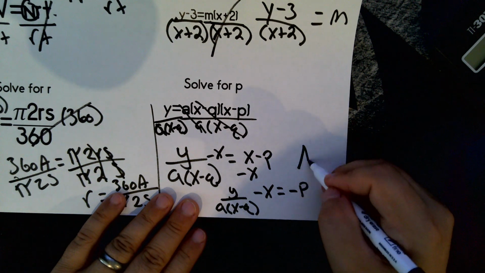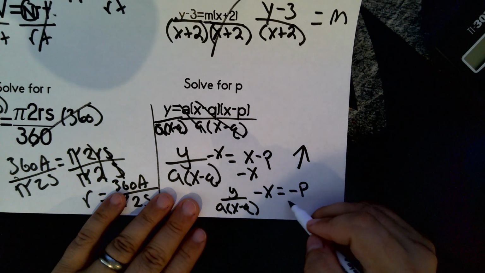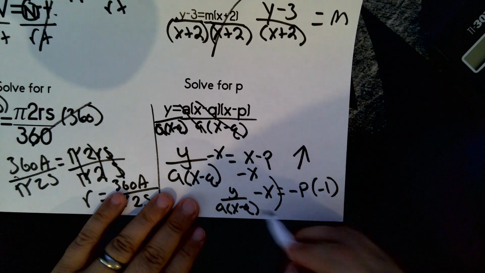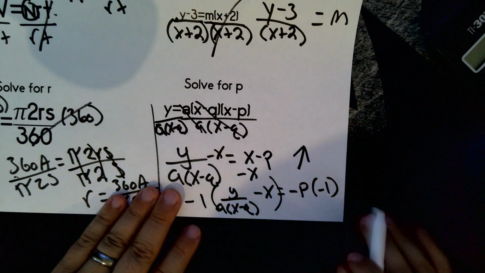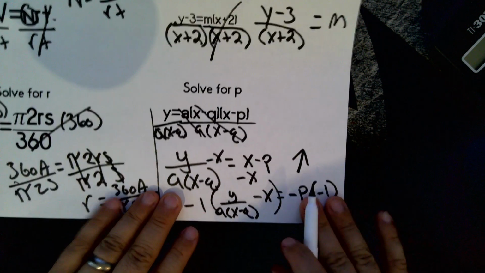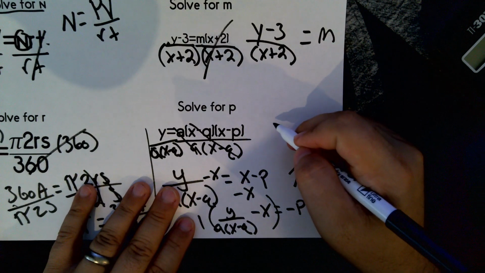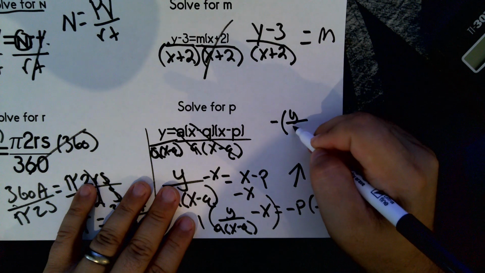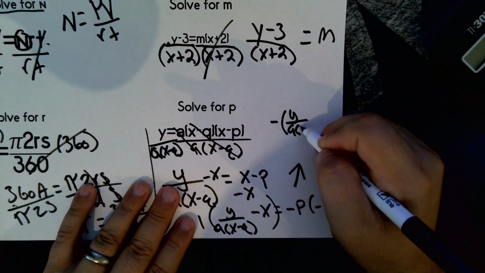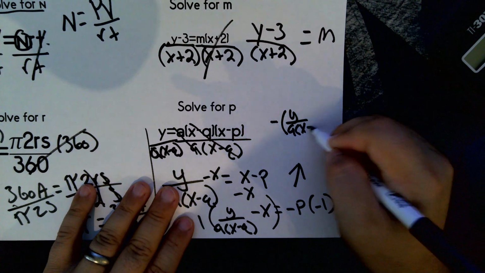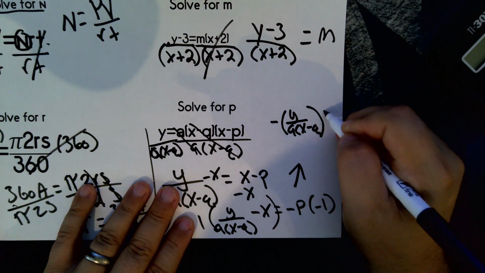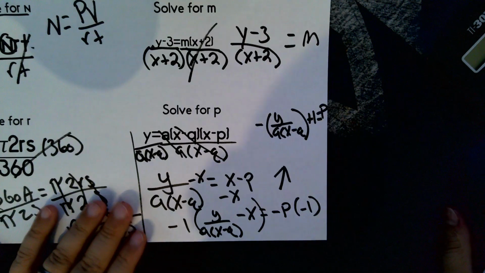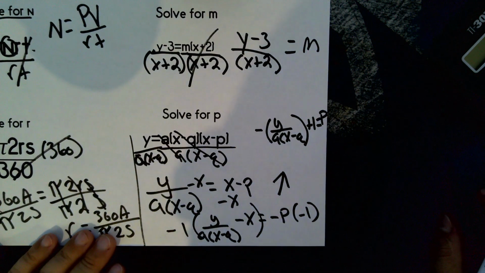Alright, so I'm kind of running out of room again. So I'm going to multiply both sides by negative 1. This entire side is multiplied by negative 1. This ends up being negative y over a times x minus q, plus x, is equal to p. And that was a big one, but that's how you do all those operations.